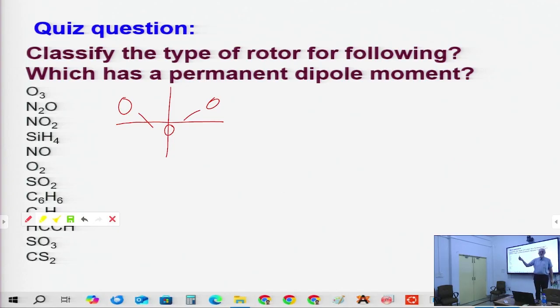So, any ideas? Asymmetric top. Okay, so this is asymmetric. All right. Person next to you, do you think it has a dipole or not? No, it has a dipole because it's not symmetric. The three distances are different. So it has a dipole in this direction. In the plane, obviously, there's no dipole, and there's a symmetry that way. So it has a dipole pointing in that direction. Okay.